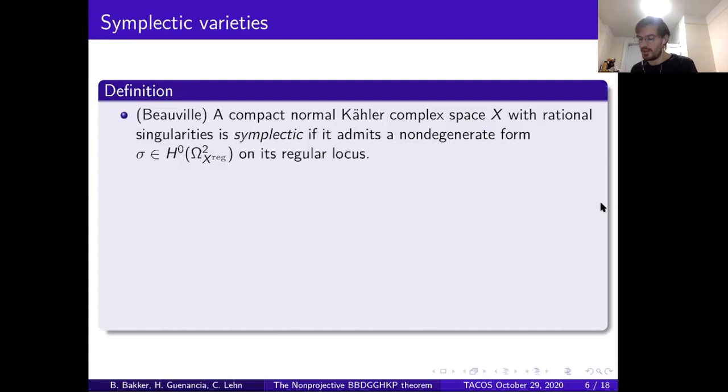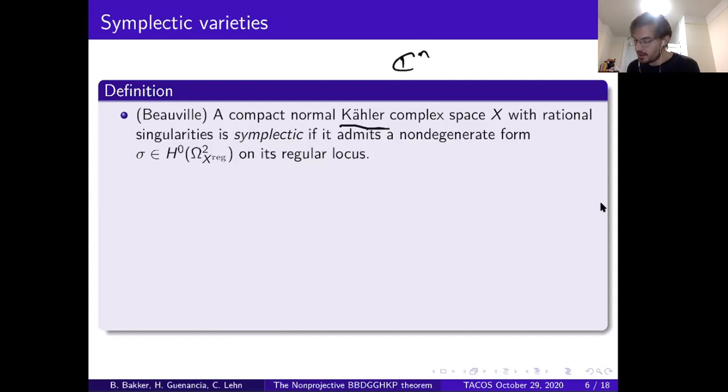Okay, so a couple comments about this definition. First, the precise definition of what it means to be a Kähler complex space is a bit complicated. You should think of it as saying that it has an object which locally, if I embed X into C^n, is the restriction of a Kähler form. Of course, in the projective case, we can just say that it's a projective variety.